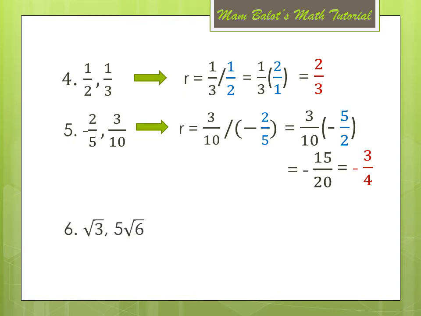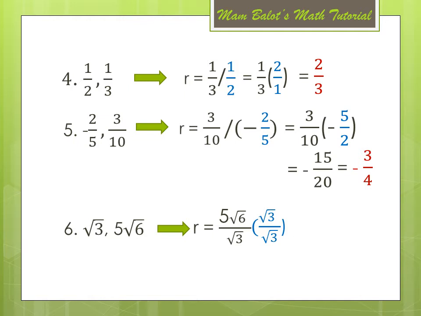Example number 6. We have square root of 3 and 5 square root of 6. So the ratio is computed as 5 square root of 6 divided by square root of 3. In order to solve this radical expression, we need to rationalize. And in rationalizing, we need to multiply this expression by square root of 3 over square root of 3.